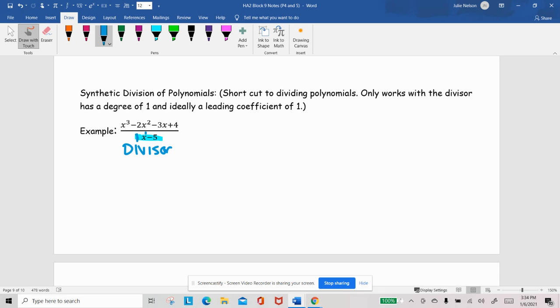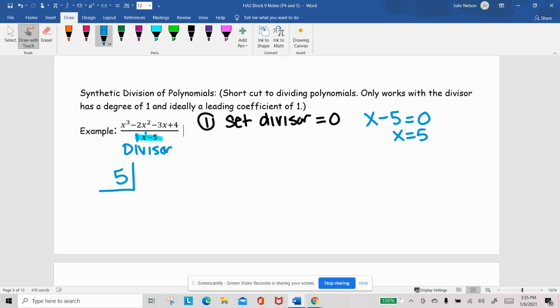So if I was dividing by x minus 5, the first thing you want to do is set your divisor equal to 0. So I'm dividing by x minus 5. When I set it equal to 0, x equals 5. 5 is a number that is going to go in this box.